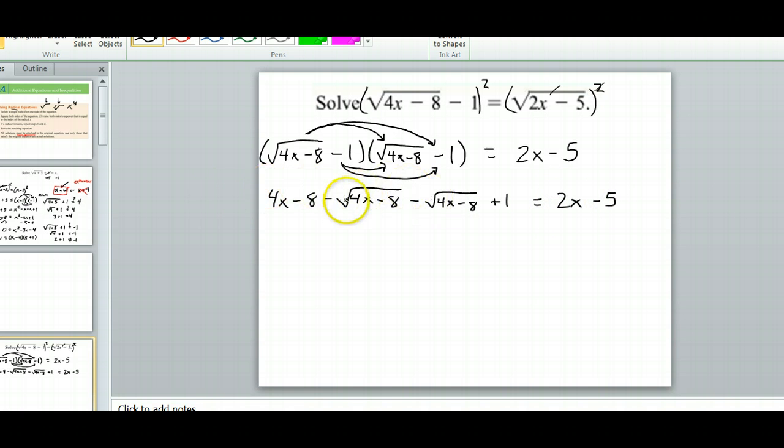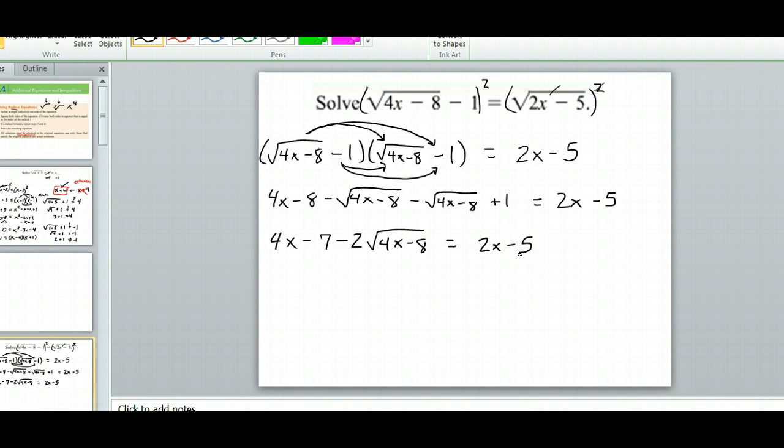Alright, these two are going to combine to a negative 2 square root of 4x minus 8, and then this 8 and this 1 are going to combine to a negative 7. So I've got 4x minus 7, minus 1 square root of 4x minus 8, minus another, is minus 2 square roots of 4x minus 8, equals 2x minus 5.